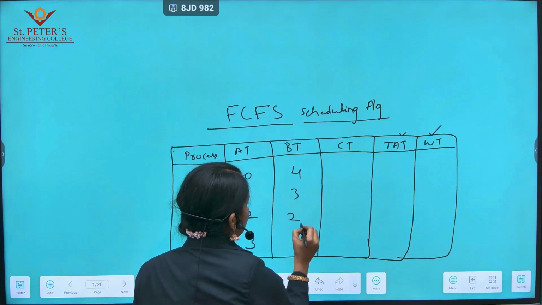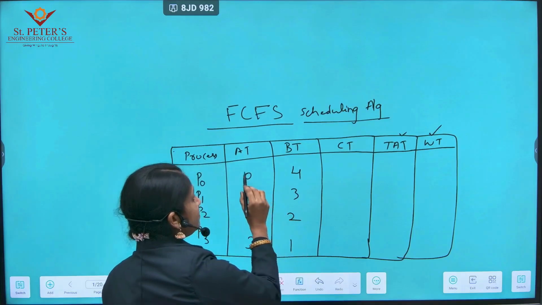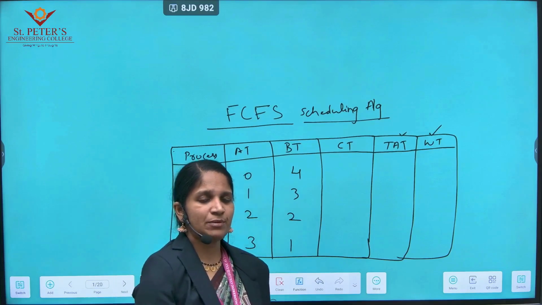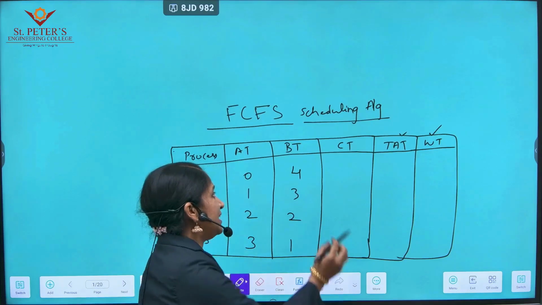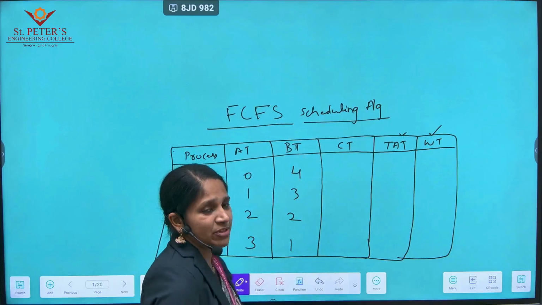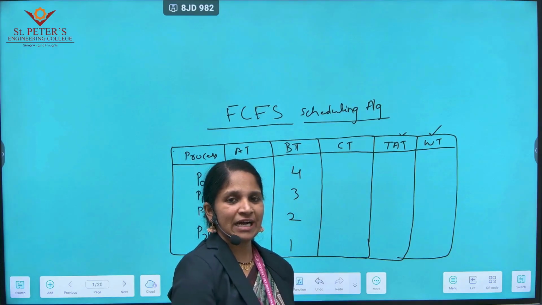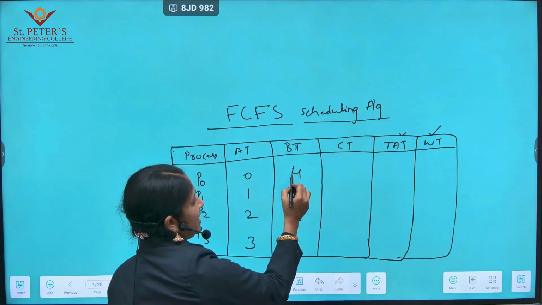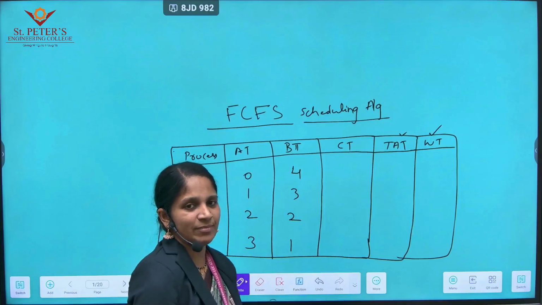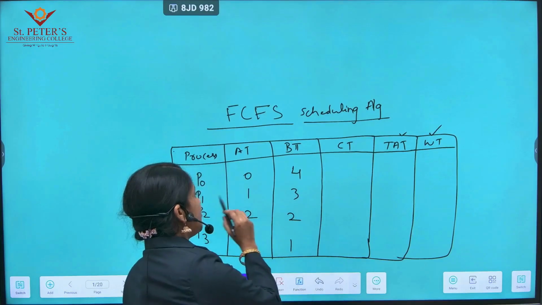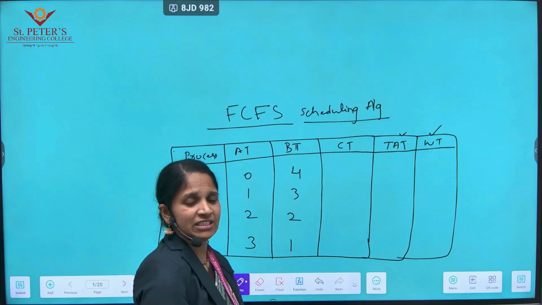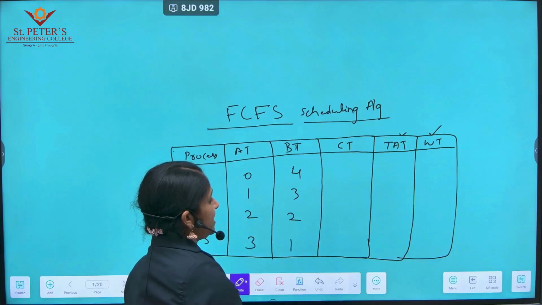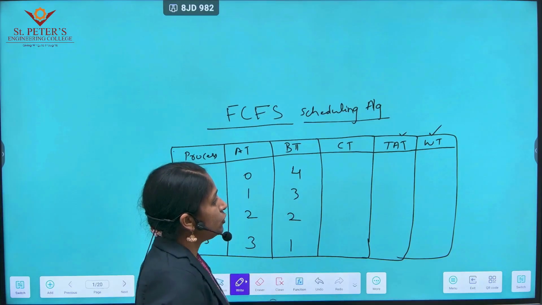3, 2, 1. Arrival time means when that process came to the ready queue, and burst time means how much time the CPU will take to complete that process. So here P0 takes 4 milliseconds to complete its execution. P1 takes 3 milliseconds, and P2 takes 2 milliseconds to complete.